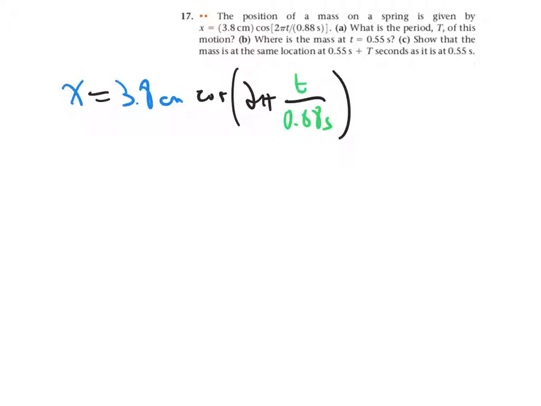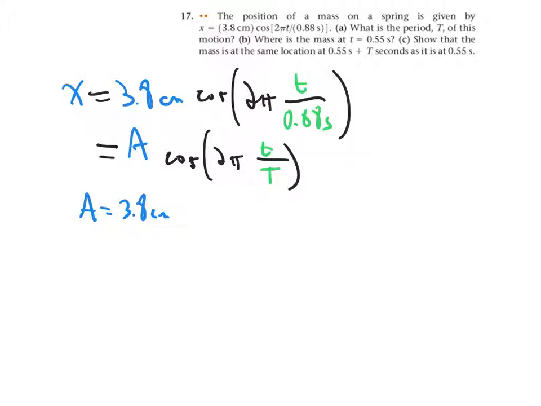And I did some coloring there because I want to model it against what we already have. Our general equation for simple harmonic motion, the case where you pull something back and then release it at t equals 0 from rest, will read x equals A cosine 2 pi t over capital T. And so we can do formal equivalences here to identify that the amplitude must be 3.8 centimeters and the period must be 0.88 seconds. So that's part A.